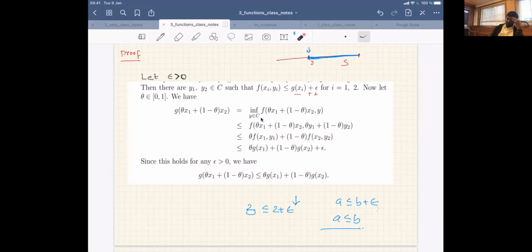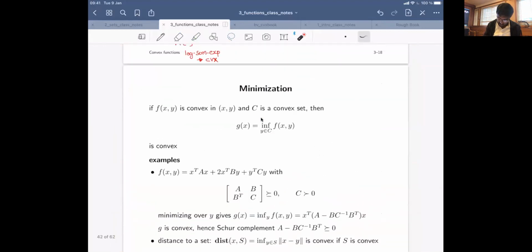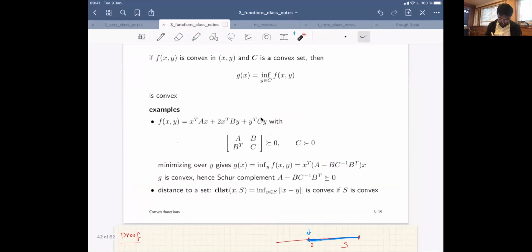The important point here is you can read this proof, and some parts you may need time to understand, but I hope you know the overall flow of the proof. The important part is that we use the concept that C is a convex set. Then only we can write this. So this is not valid for any set C. C has to be convex. For infimum to preserve convexity, C has to be convex. Some examples.